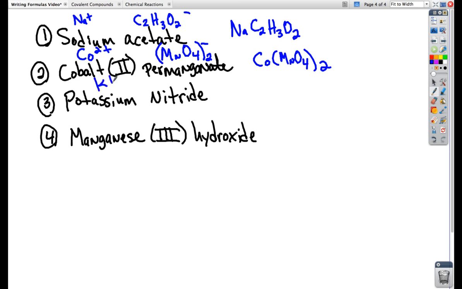Next, potassium nitride. Potassium is K plus, nitride is N3 minus. They are not equal. The 3 is going to come over here to the K. We don't have to move the 1, so we scratch out our charges and we get K3N.